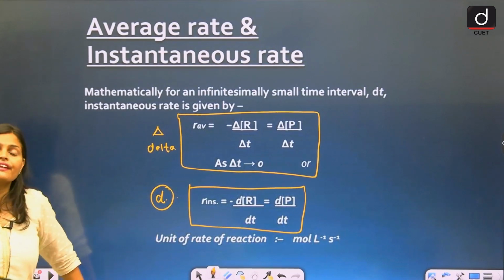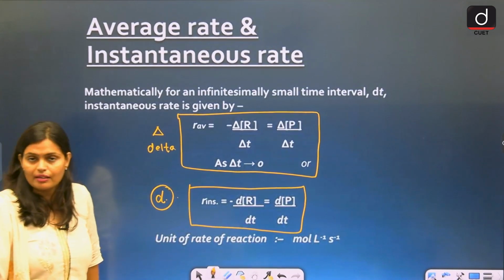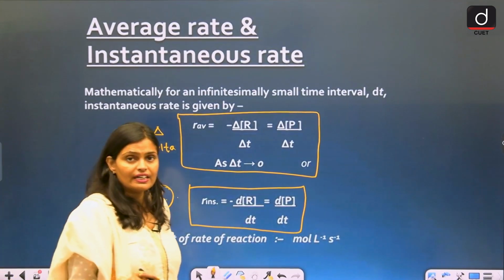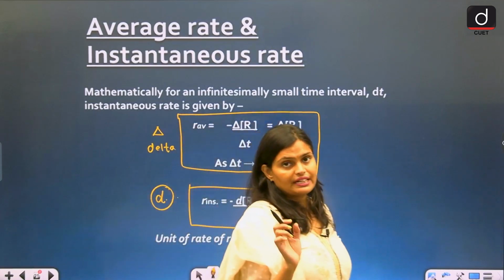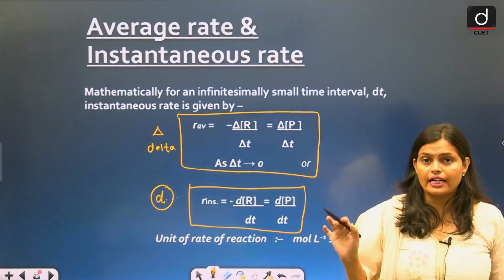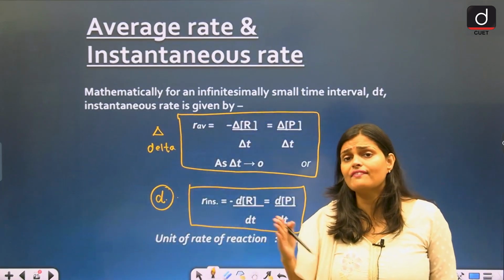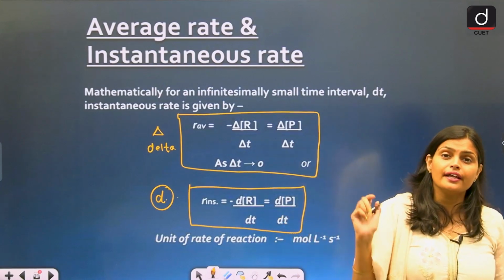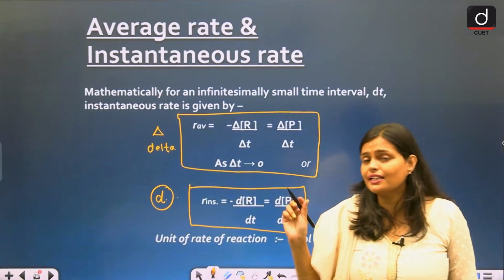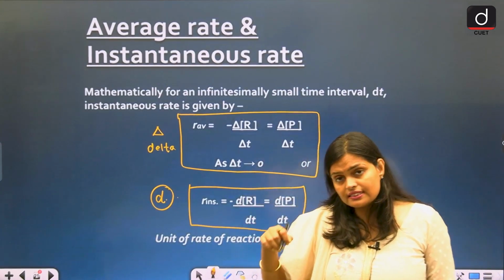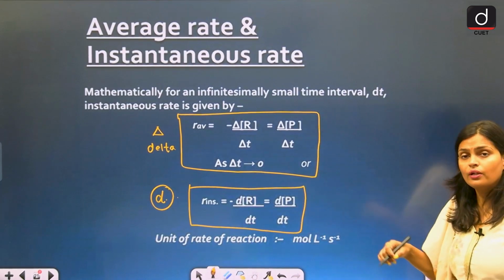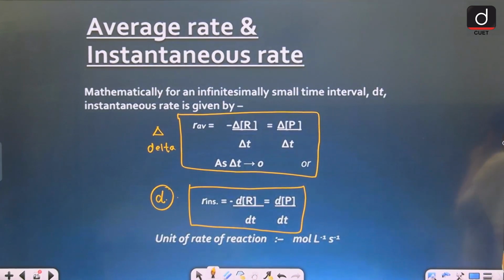So whenever you see any rate of chemical reaction given in terms of delta, this triangle, that means you have taken the average value. If it is given a small d, that means the rate of chemical reaction is given at an instant of time.